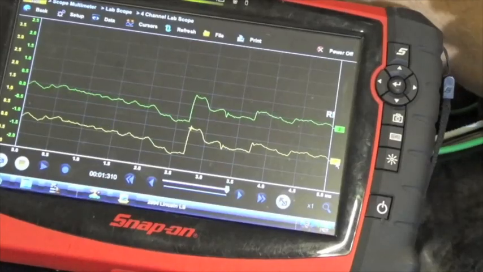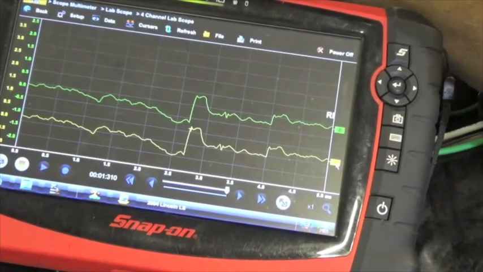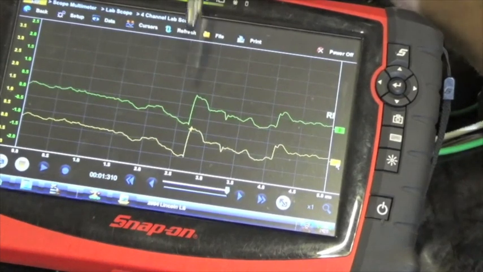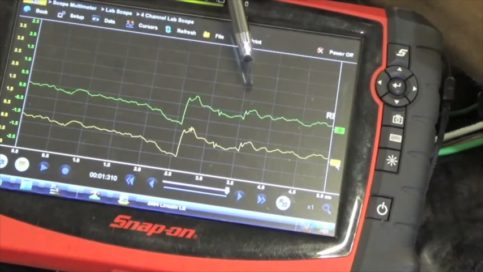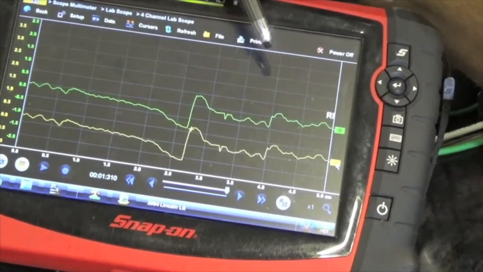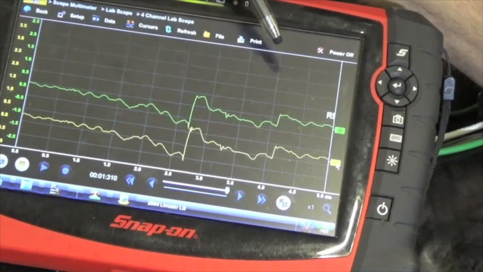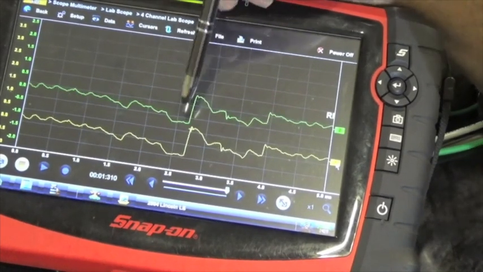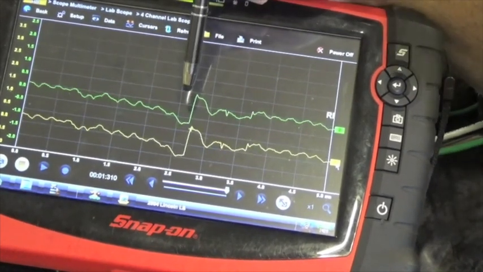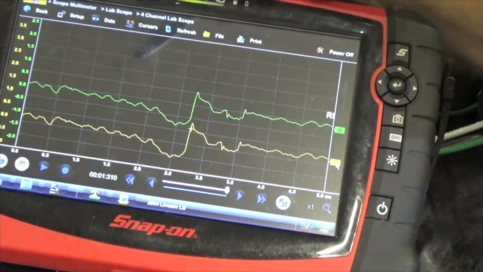So this has two cam sensors, one on each bank of the engine. So I'm going to hook the lab scope up and look at the cam sensors and see if they're in time. So on my lab scope, I have two traces, yellow and green. One is the cam sensor on one bank, and the other is the cam sensor on the other bank. Now as you can see, they both look identical, but what I want to do is line these up and see if they're totally synced.